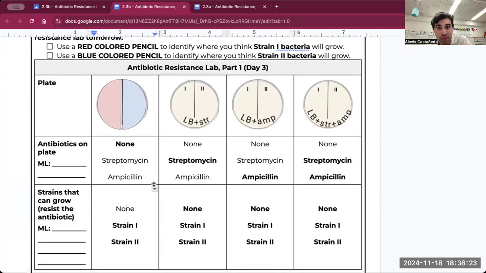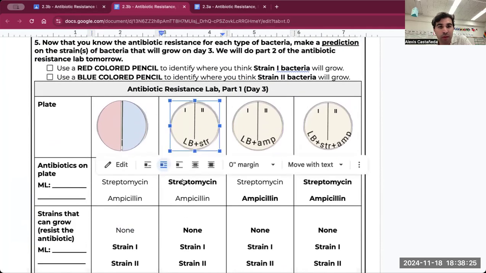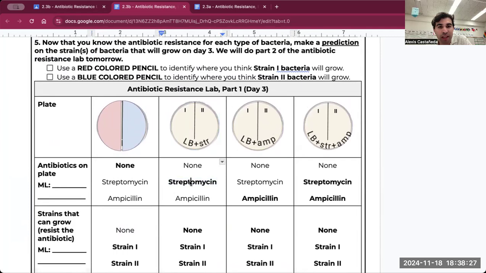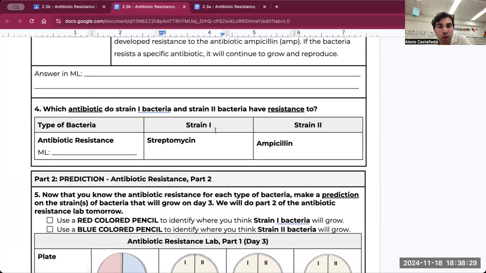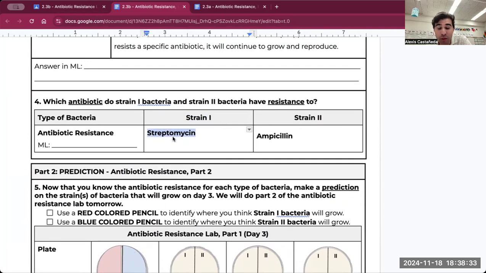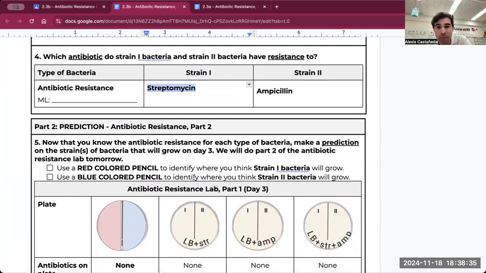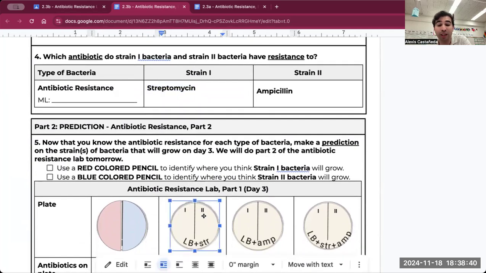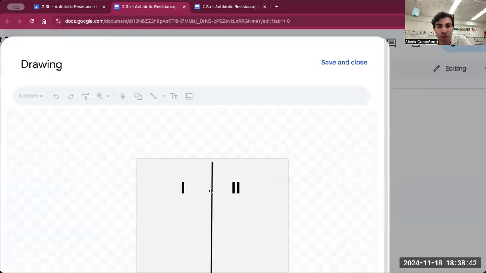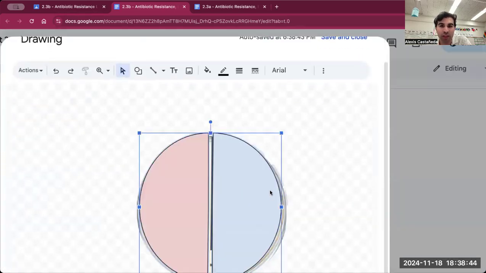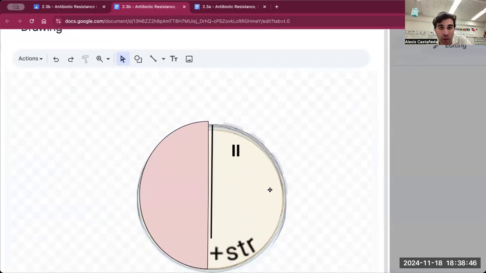They should be fine. On the second plate, we have the antibiotic streptomycin. Strain 1 is resistant to streptomycin, so it should be able to grow even though that antibiotic is there, because strain 1 is already resistant to it. It already knows how to combat it. So here I should only have the left side. Only the left side should grow. The right side will not grow.